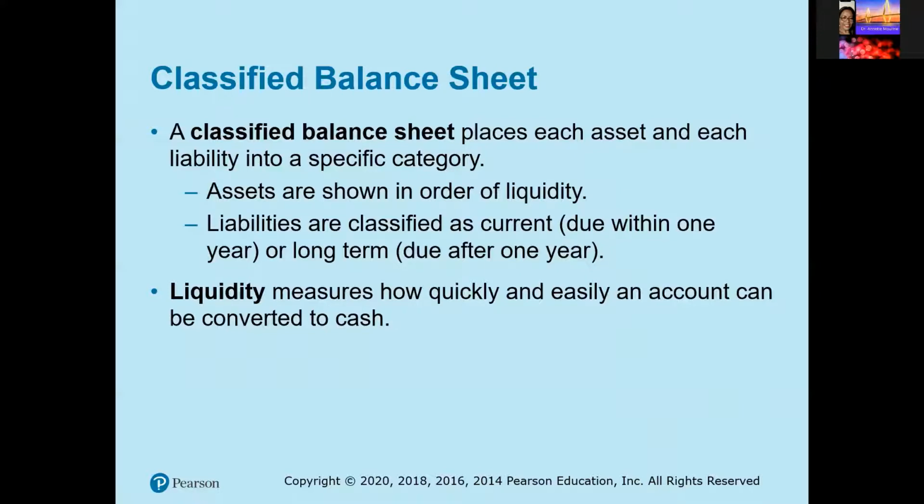A classified balance sheet is a balance sheet that places each asset and each liability into a specific category such as current or long-term. Liquidity is a measure of how quickly an item can be converted to cash, because cash is the most liquid asset. Accounts receivable are relatively liquid because receivables are collected quickly. Office supplies are less liquid, and furniture and buildings are even less, because they take longer to convert to cash or to be used up.